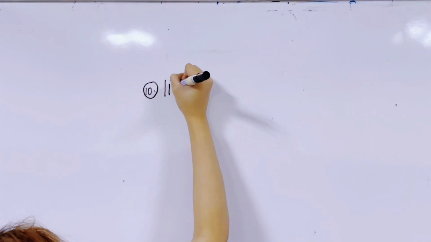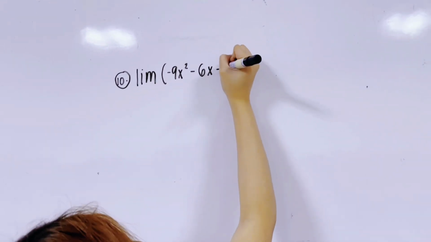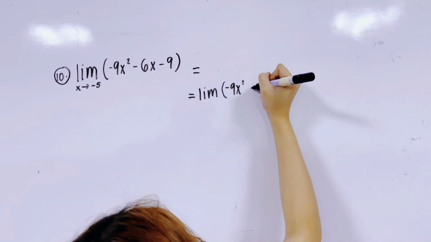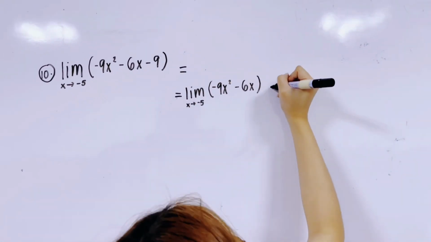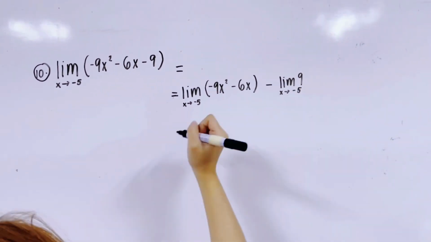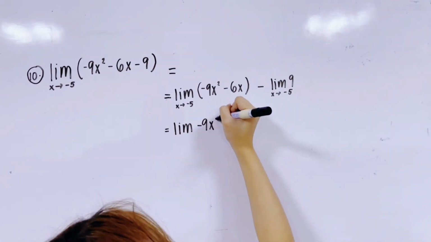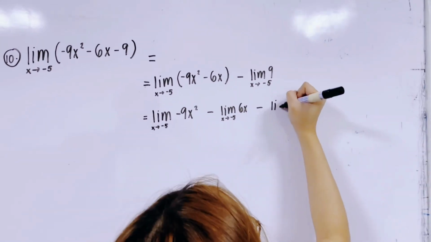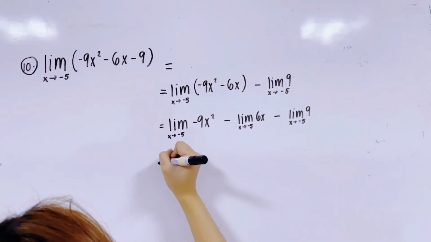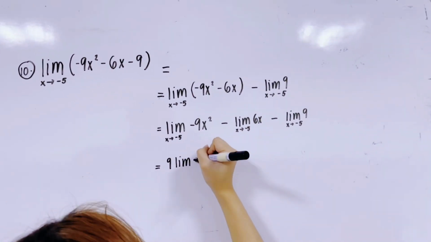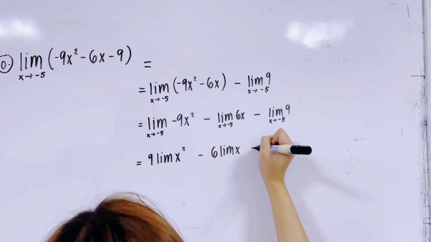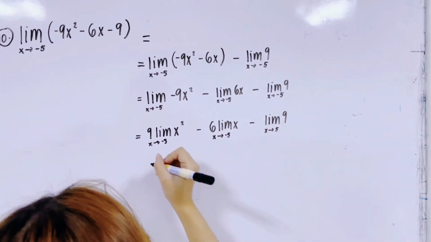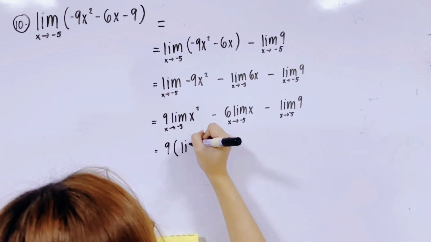Number 10. The limit of negative 9x squared minus 6x minus 9 as x approaches negative 5. First, we dissect it by separating the limit of the constant, which is negative 9. Then, we can separate the limit of the two terms negative 9x squared and negative 6x, minus the limit of 9 as x approaches negative 5. Then, we can still separate the coefficients negative 9 and 6 from their variables, making it 9 times the limit of x squared minus 6 times the limit of x minus the limit of 9.